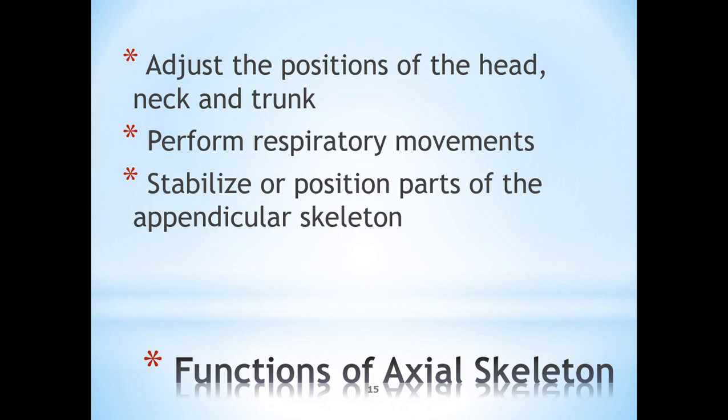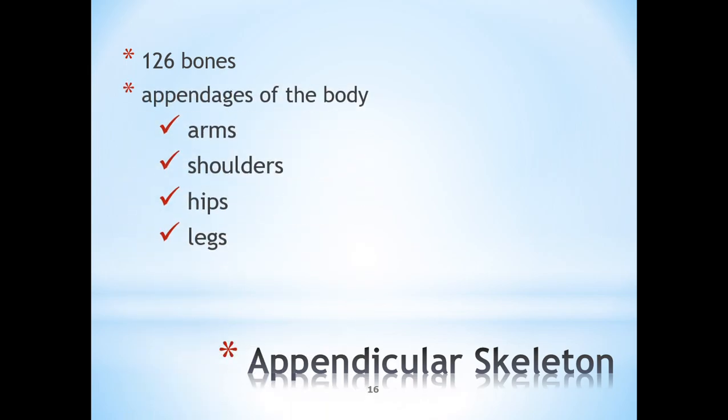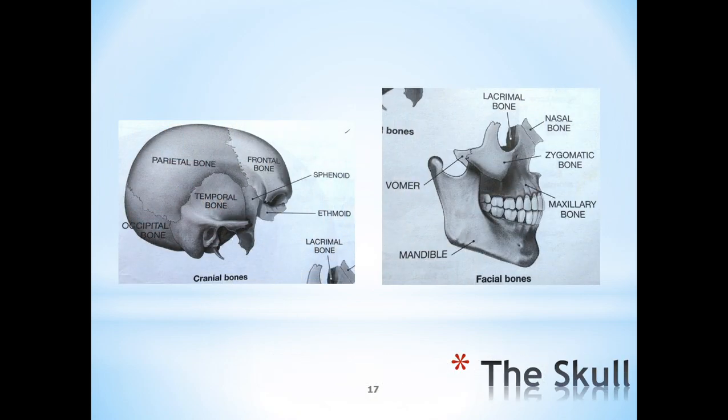So the appendicular skeleton is another division of your skeleton. The appendages are the parts attached to our body, like for example, your arms and your feet. So the next division of the skeleton is what we call your appendicular skeleton. It consists of 126 bones. For the appendages, we have your arms, shoulders, hips, and your legs. So let's discuss them one by one.